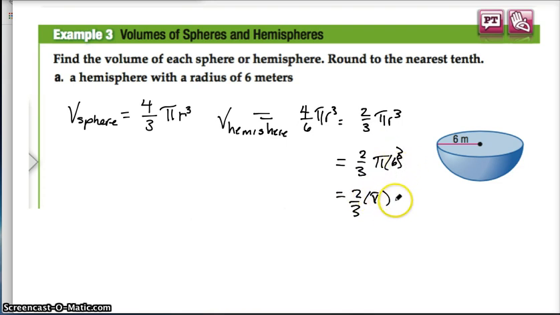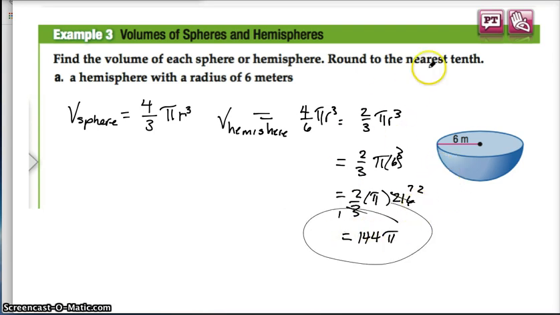What's that? 216. And so I've got 216, we then get 3 goes into 216 72 times, and then 2 times that gives me 144. So I get 144 pi as the volume. Oh, they did say to the nearest tenth. All right, not too bad.